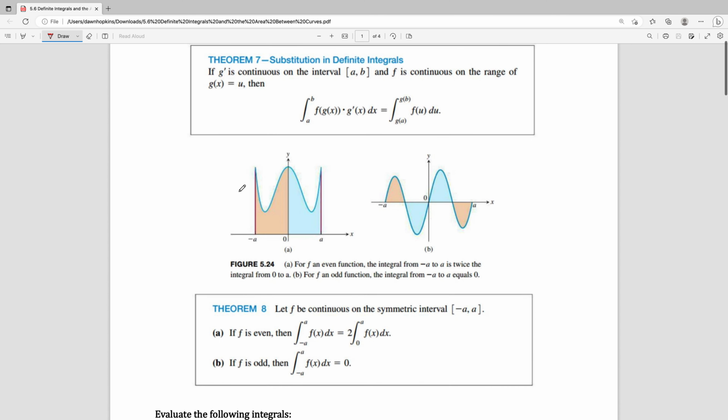What I want to point out real quick is this theorem 8, and it has to do with functions that exhibit some symmetry. If a function is even, that means it's symmetric with respect to the y-axis, and that's this first picture here. It says if a function is even, if you're looking for the integral between negative a and a, it's just going to be twice the integral between 0 and a because of that symmetry.